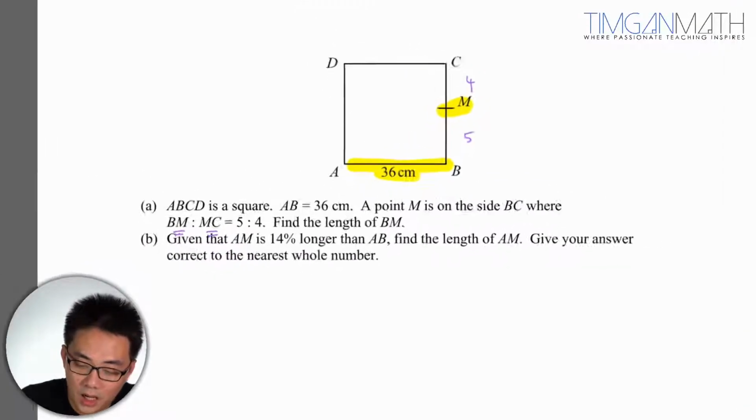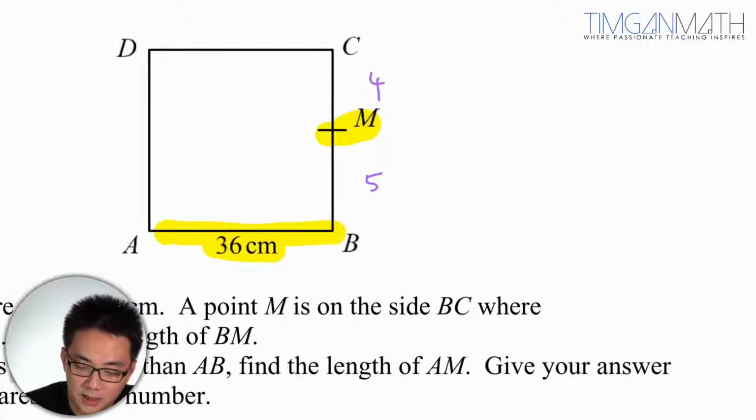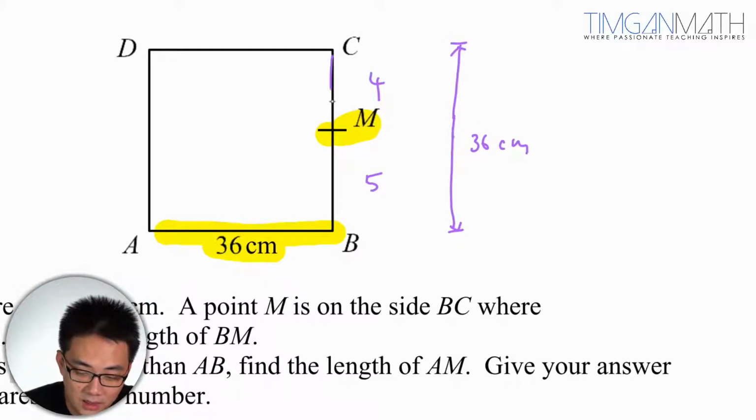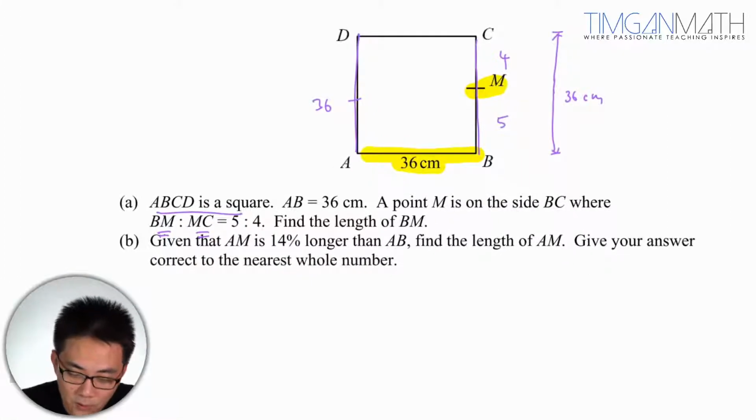Now, if this is a square, it just means that this part here is 36 cm. So you should know that the whole length of BC is 36 because this is a square. A square has the same length. So now, if you want to find the length of BM, in other words this length here, it is in the ratio of 5:4.